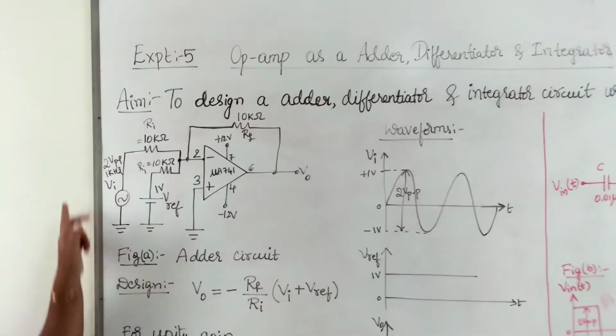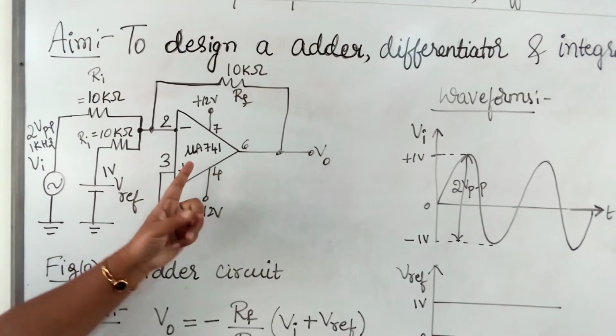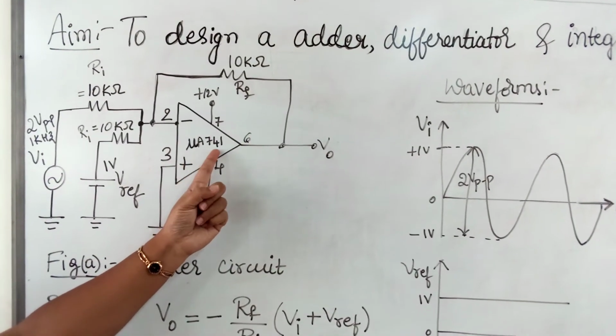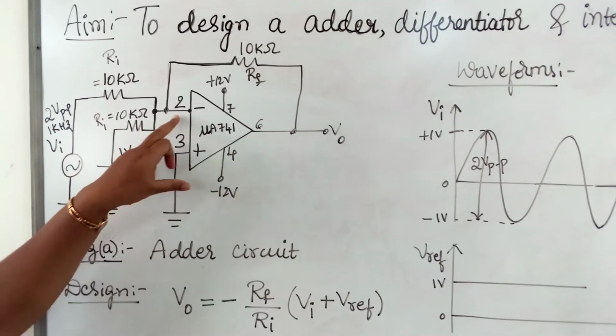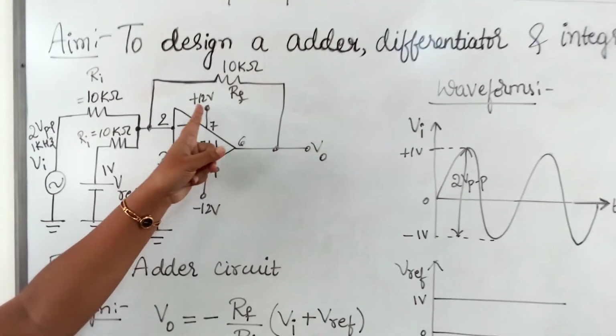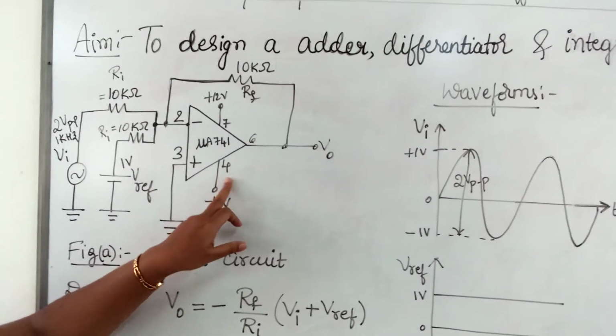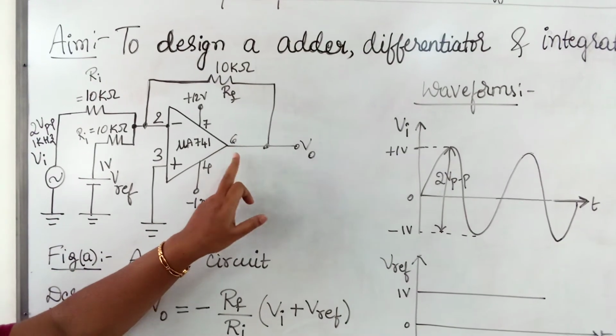So here is the circuit diagram of the adder circuit. We need to use an op-amp, that is the MU-A741 IC. Here pin number 2 and 3 are the input terminals of the op-amp. Pin 7 represents plus VCC and pin number 4 represents minus VCC, and 6 is the output pin.